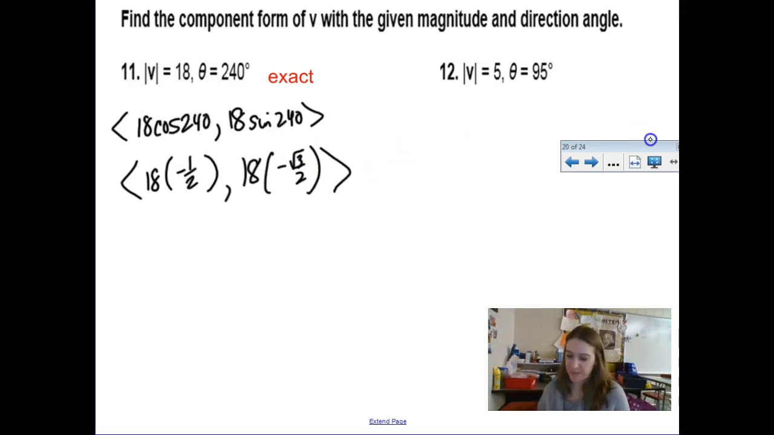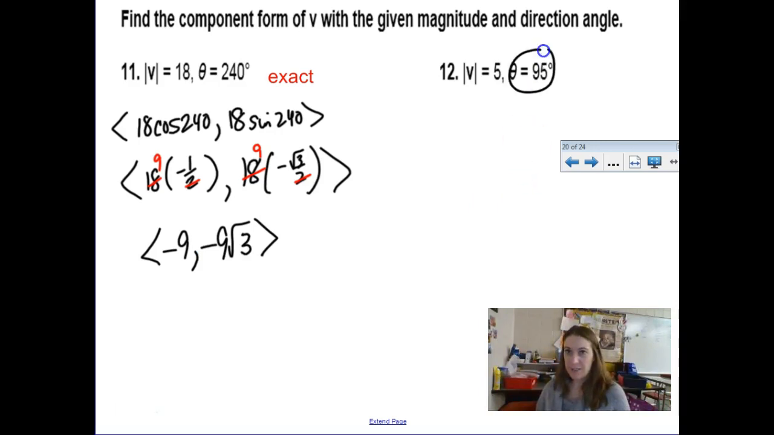And then I simplify whatever I can simplify, like here, 18 over 2 is a 9. Same thing here. So what do they want? My exact vector would be negative 9, comma, negative 9 square root of 3. Lovely.